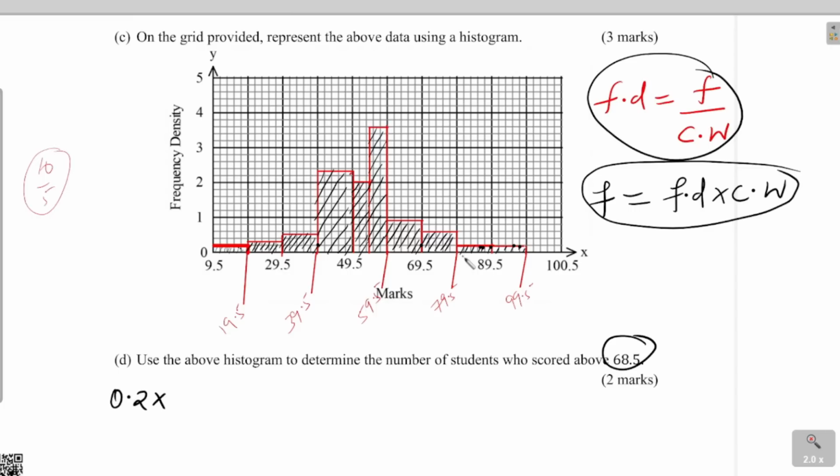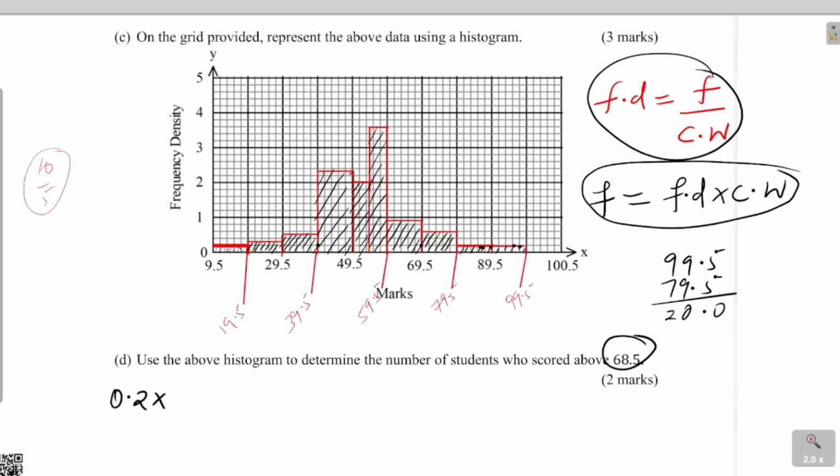The class width there is not even 10, because it runs all the way from 79.5 to 99.5. We can get that difference: 99.5 minus 79.5 will give 20. So that is the simpler way.